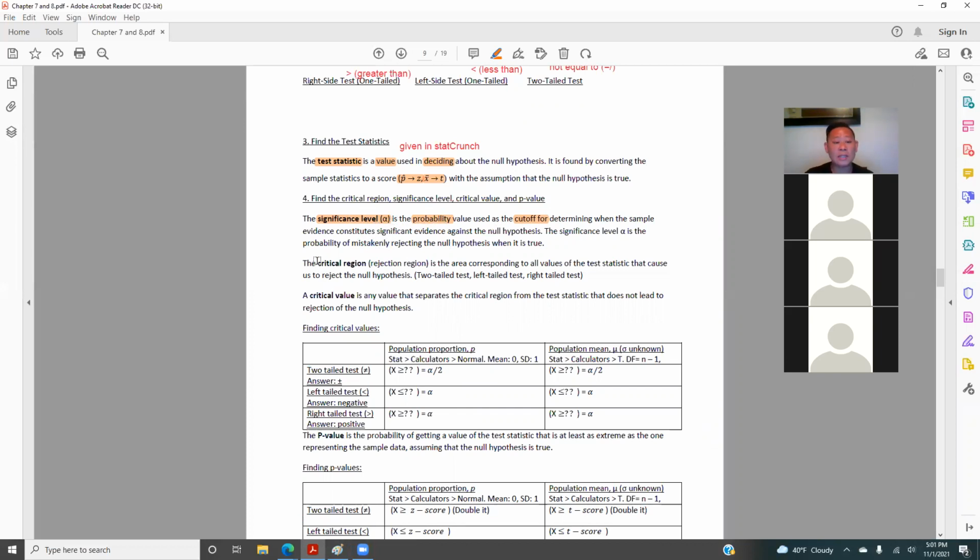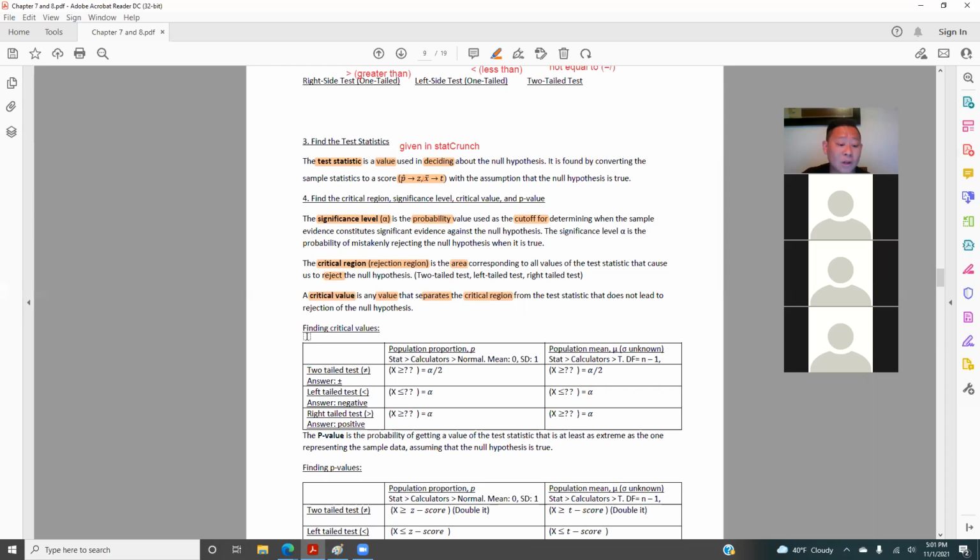And then the region that you shade is called the rejection region, or we call it the critical region. This is the area corresponding to the values of the test statistic that cause us to reject the null hypothesis. Okay, it depends, either it's a two-tail, left tail, or right tail. I'll give you an example of it. And then this is the last one, critical value. The critical value is the value that separates the critical region from where you reject or do not reject. So how do you find the critical value? Let me finish this and I'll show you what all this means.